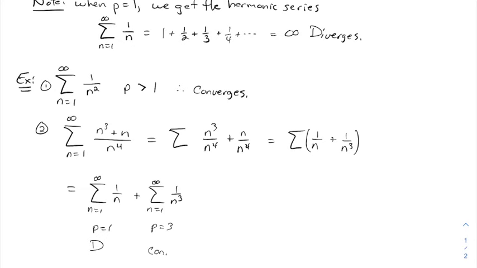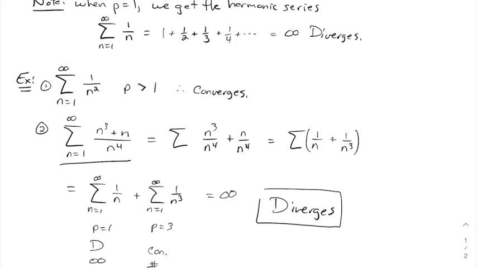But if we add them together to get the original series, we get basically infinity plus some finite number. So altogether, this equals infinity, and so the original series diverges. Pretty much anytime you add something that converges to something that diverges, divergence is going to win.